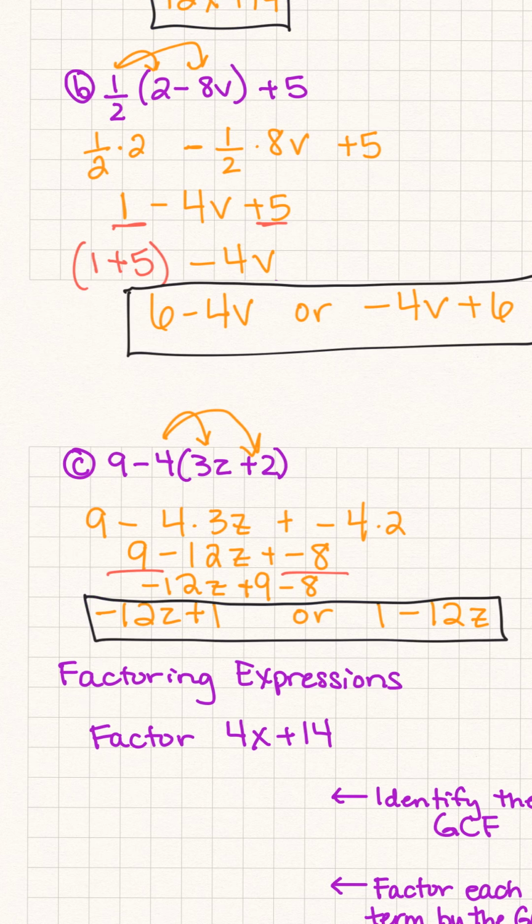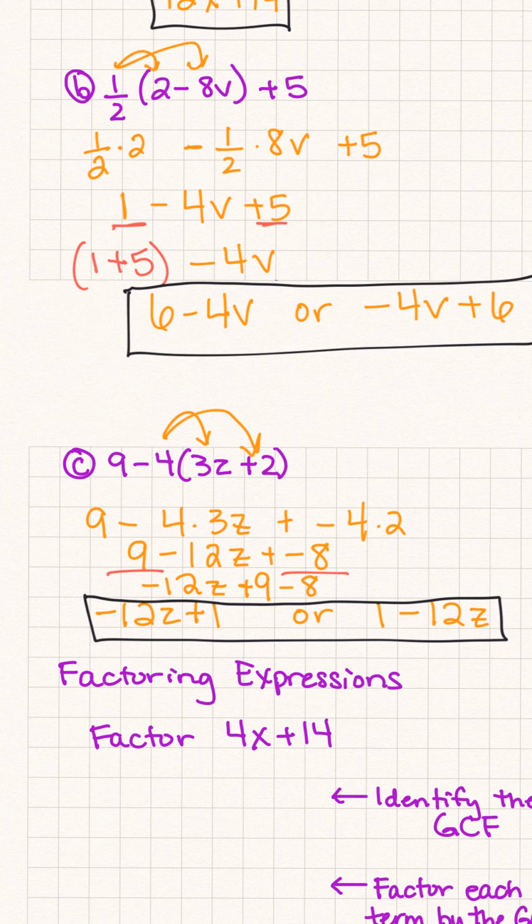Okay, so for these two, you should have got 6 minus 4v, or you could have gotten negative 4v plus 6. And C should have been negative 12z plus 1, or if you wrote it reversed, 1 minus 12z would also be correct. Now let's look at factoring expressions.